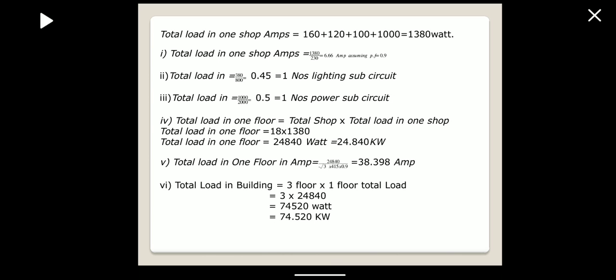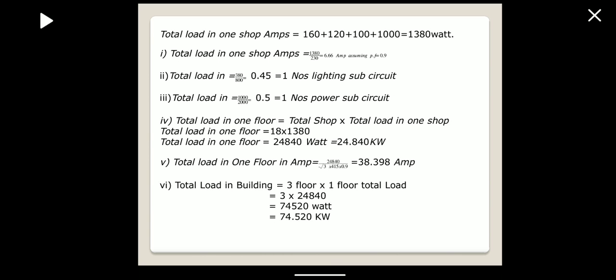That means one lighting sub-circuit is required for this room. And then the power load, 1000 divided by 2000, that means 0.5, is equal to one power sub-circuit required. That means each shop has one lighting sub-circuit and one power sub-circuit.